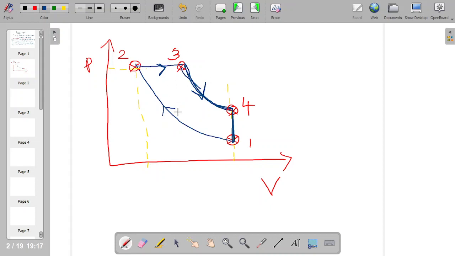Now we can mark Q1 and Q2. The heat is added. So where is heat addition? In the second process. Heat is entering in this process, so this will be our Q1. And heat rejection is 4 to 1. This will be our Q2. So this is our PV diagram.